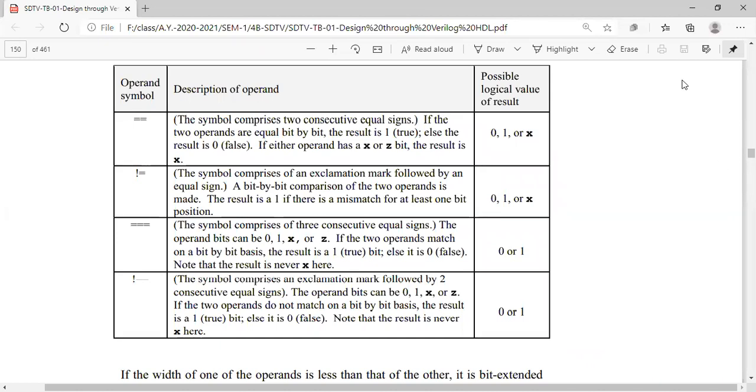Okay, and here if any of the other bits, say A of 2, is x or z, then when compared with B of 2, which may be 1, no problem, but we will write C of 2 as x only. Okay, that is called bitwise comparison, right? Here, not equal, the operand we are using is not equal.